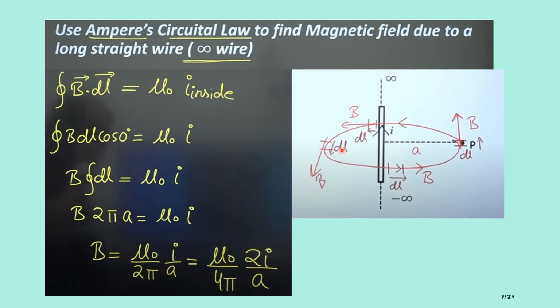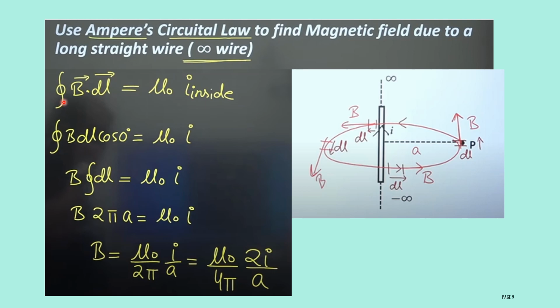Then here also this DL is the direction of the loop, and the direction of the magnetic field is in this way. Here also this is a small elemental portion DL, and this is the direction of the magnetic field. The direction of the magnetic field and the direction of the loop will both be the same. Then this is the direction of the current, according to the right hand thumb rule, and this shows the direction of the magnetic field.